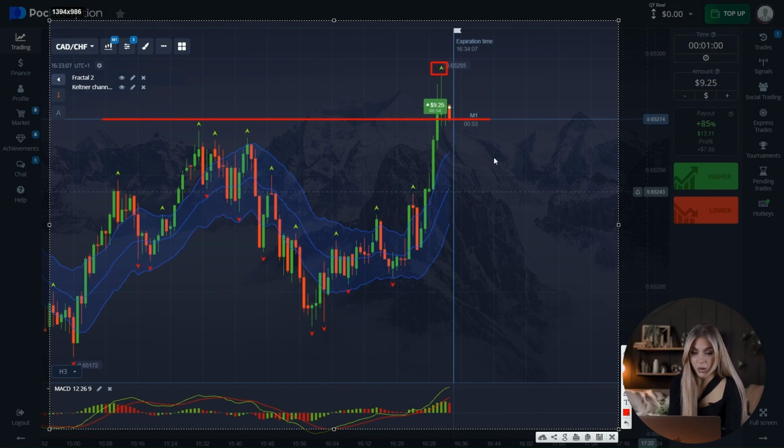And here's a new upward arrow right there. This is the second strategy for using the fractal. Track the appearance of arrows and open a trade in that direction. So I think the price will rise a bit more, then logically there should be a reversal and a correction.